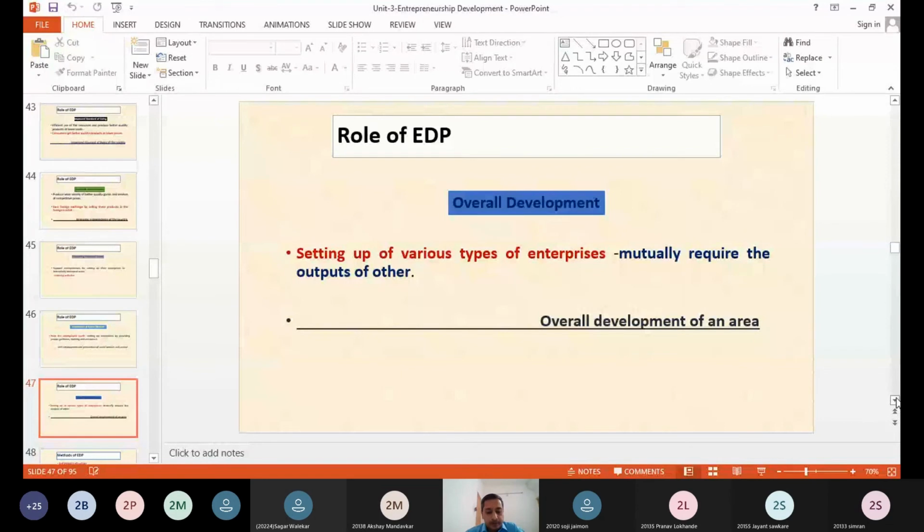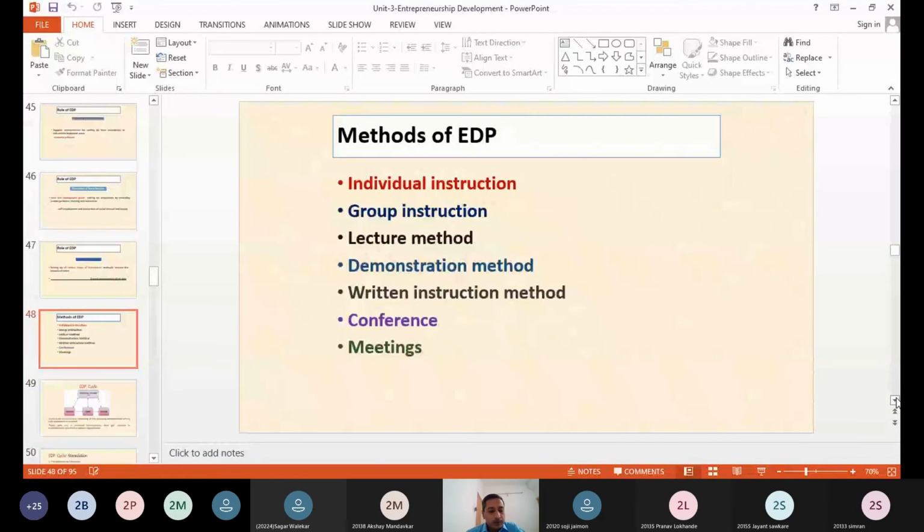And methods of EDP, what all different methods of entrepreneurial development programs can use for delivering guidance or assistance to the entrepreneurs. There may be different methods like individual instructions, individual personal instructions can be given, group instructions, lecturing method, demonstration methods, different written instruction methods, conference and meetings. Then we'll move to EDP cycle.